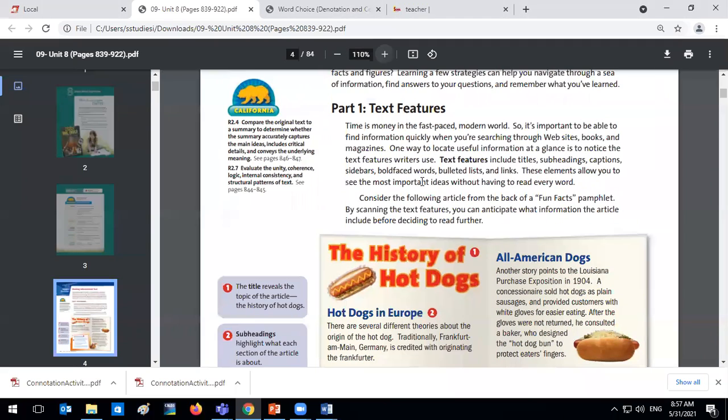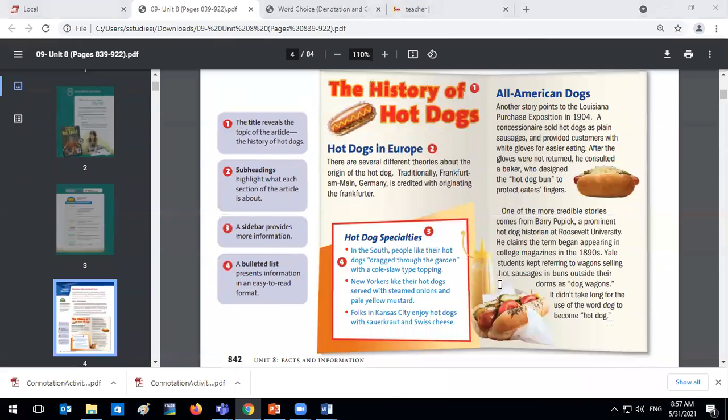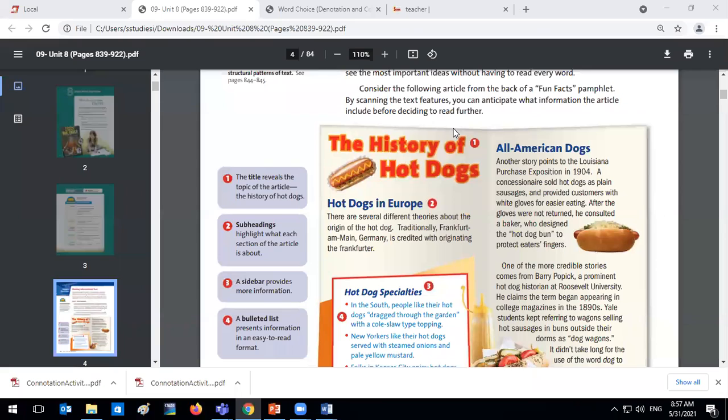If we're looking at this article, let's say that you're reading this article and you're going to scan it for information very quickly. Authors or journalists that write articles use what we call text features to make your life easier. As a reader, you are going to first observe the title. So this big, bold red title is there for a reason, and it's there to tell you what the article is going to cover. If we're reading this, we know that this article is going to discuss the history of hot dogs. So titles are very important.